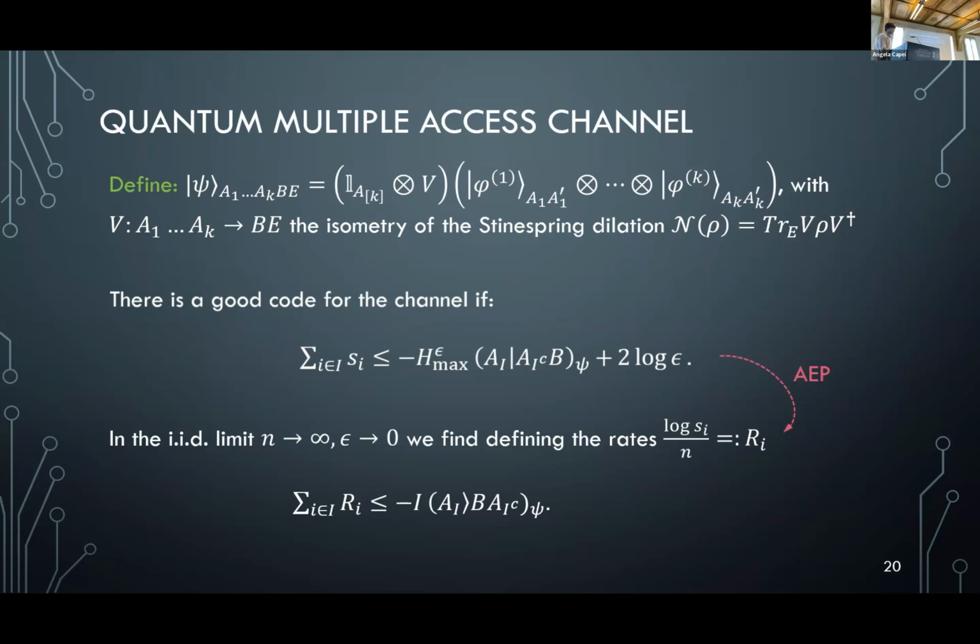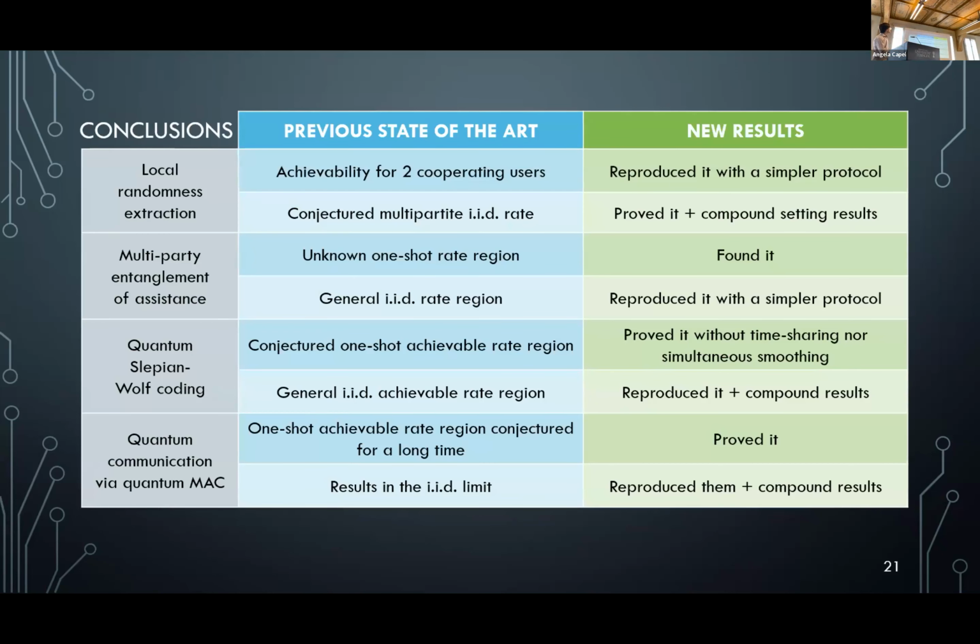These are all the results I wanted to comment. Just to finish, let me show you this table, which compares the previous state of the art before this project and the new results that we have found. Some of them were already known, and we have only reproduced them with a simple protocol. Other ones were conjectures, and we proved that they existed. And some of them, like the ones used for multi-party control of the system, just didn't exist, and we actually have them. So these are all the results that come out of this beautiful project, and that's everything I wanted to say. Thank you.